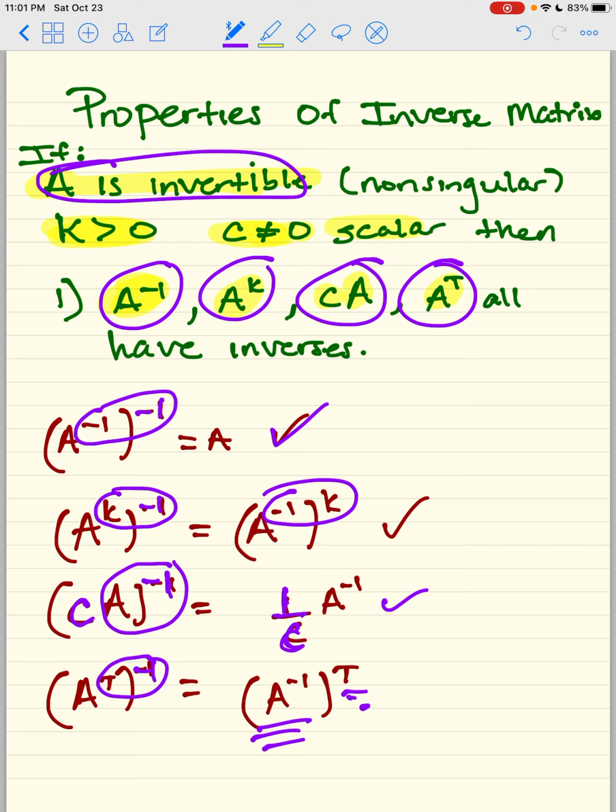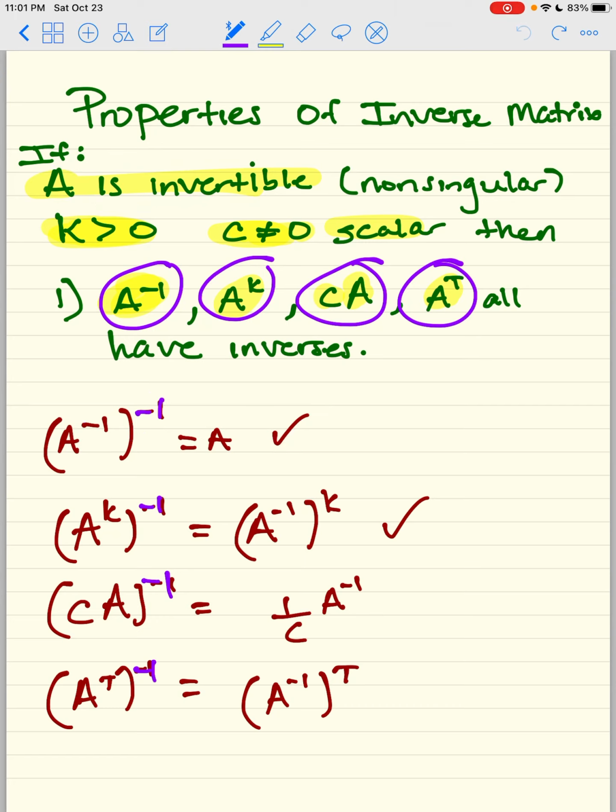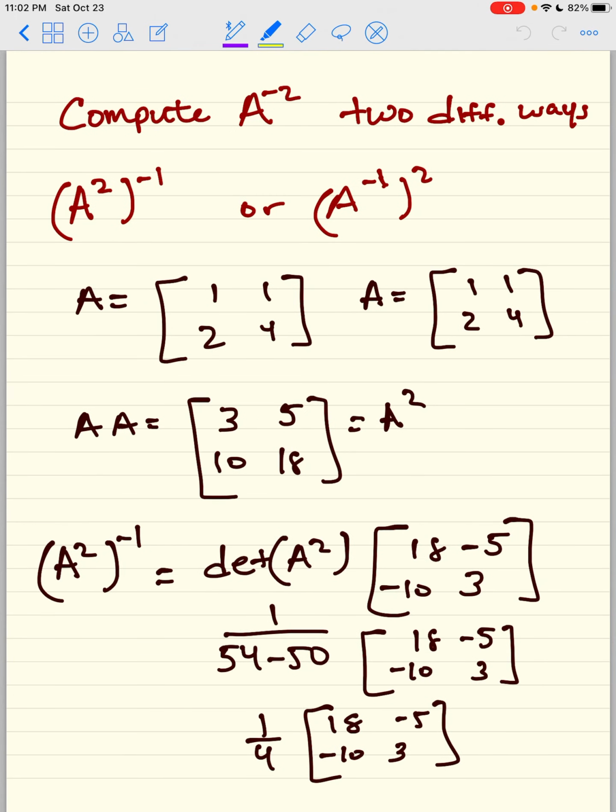If you take a look at the second one, for example, A to the K, and take the inverse of it, and A inverse to the K, they match, or they're going to be equal. So that's something really nice, and we can show it here in 2 different ways.